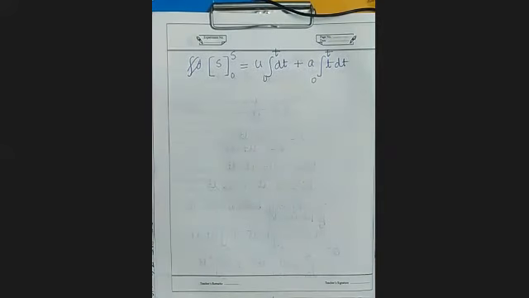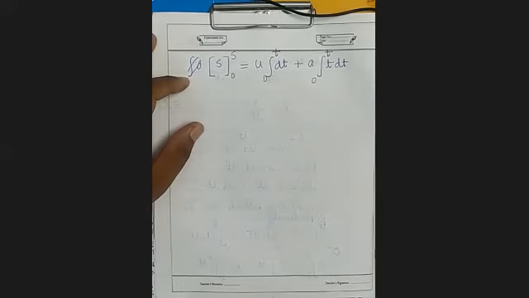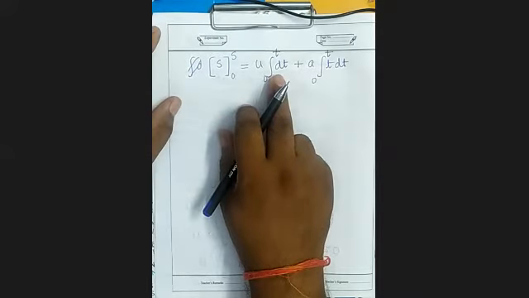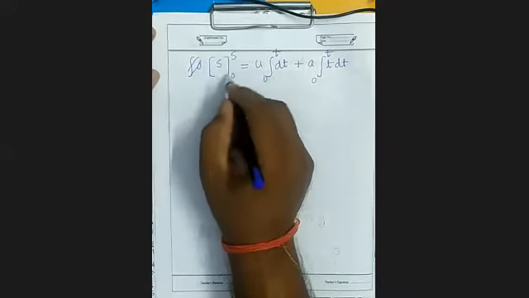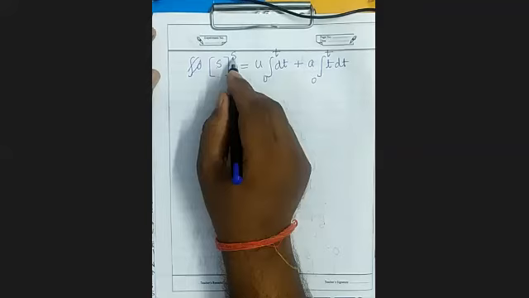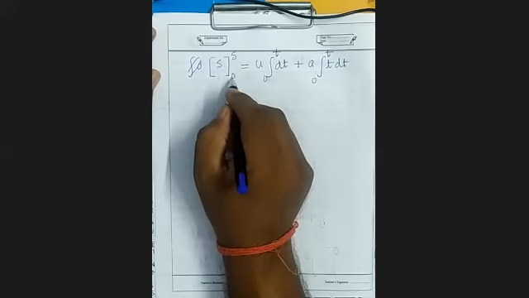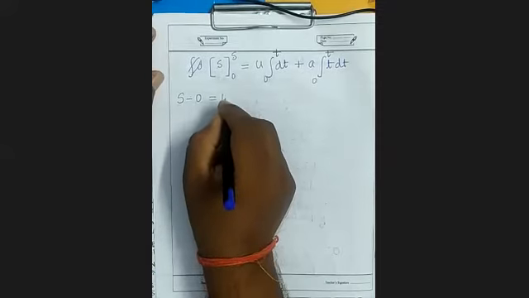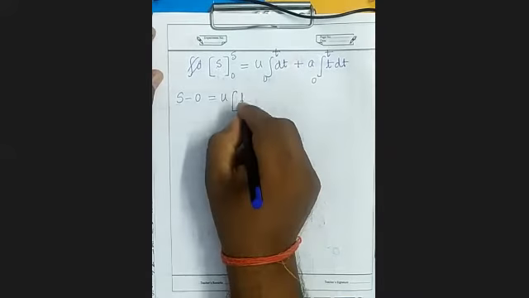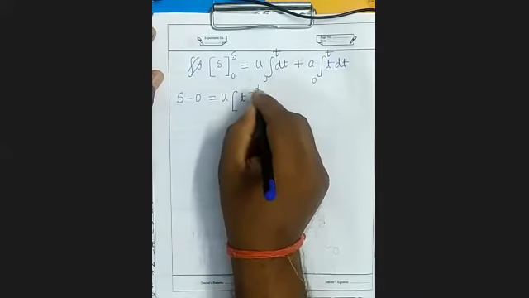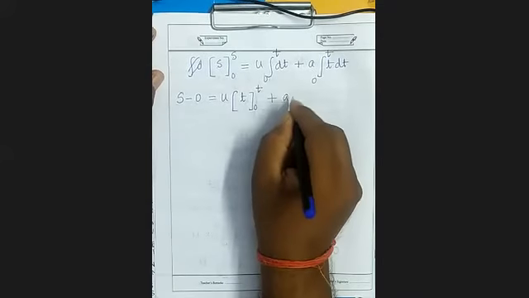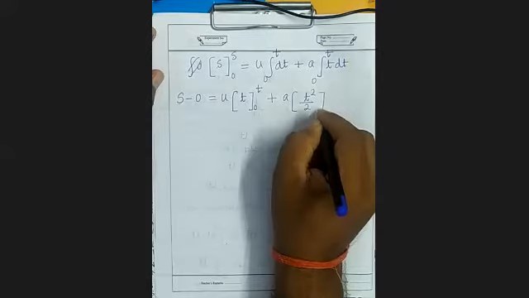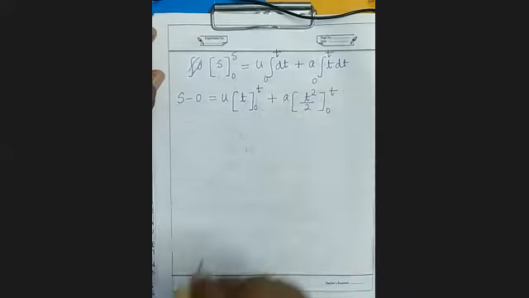Now you can see here. Integral dx equals to x, therefore integral dt will be t. When you simplify its value at the upper limit minus its value at the lower limit, that is s minus 0. This is u. Integral dt is t, limit is from 0 to t, plus a integral t dt, t square upon 2, limit is from 0 to t.